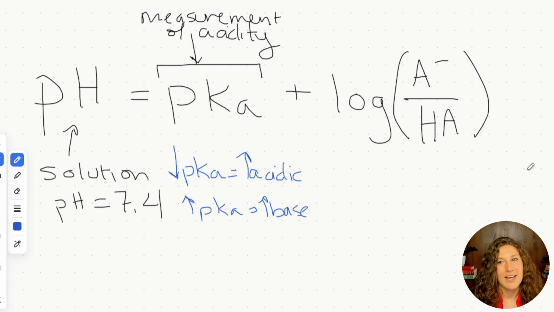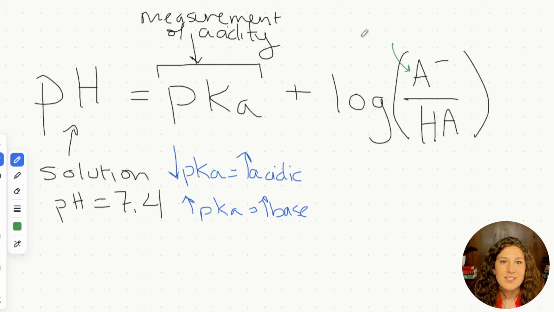Our final piece of the Henderson-Hasselbalch equation is most of the time the reason why we use it. This is the relationship between the protonated and deprotonated states of a given functional group. I don't love this notation. This is the one that you've probably seen in your book, like A minus over HA. What does that even mean? So I'm going to simplify this for you.